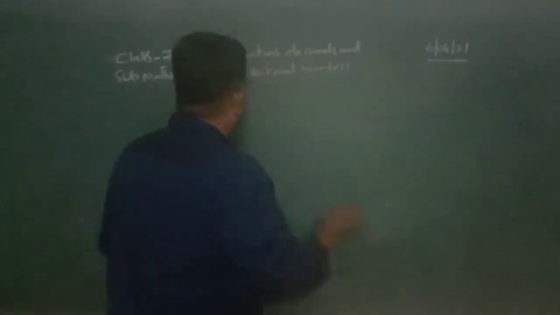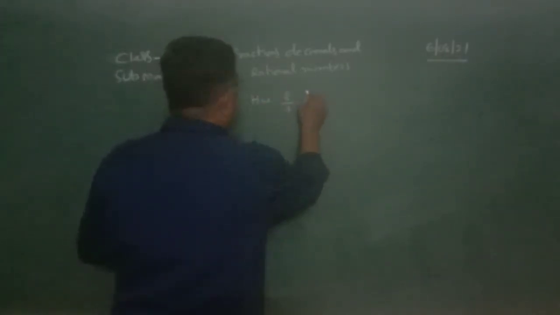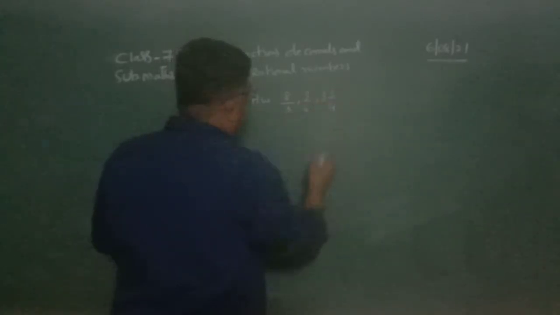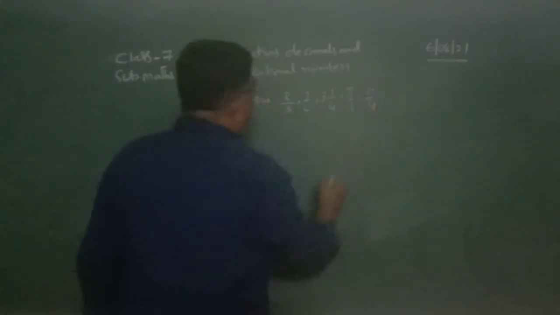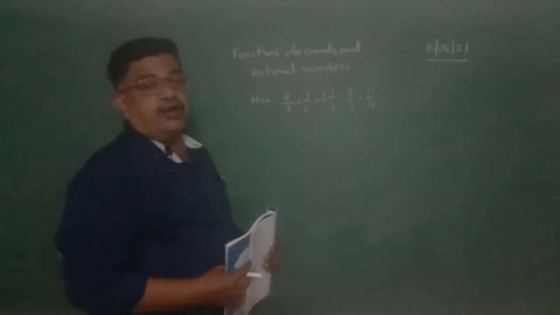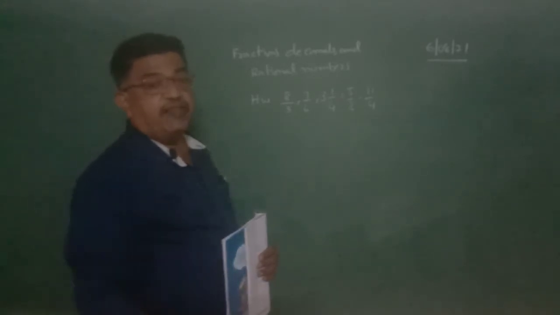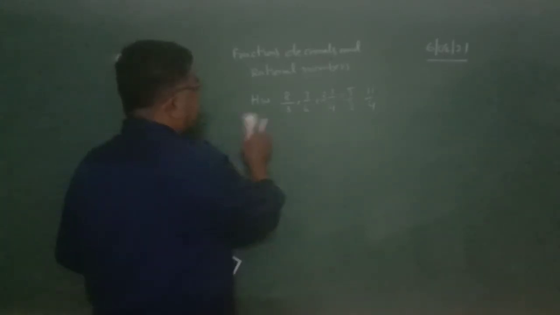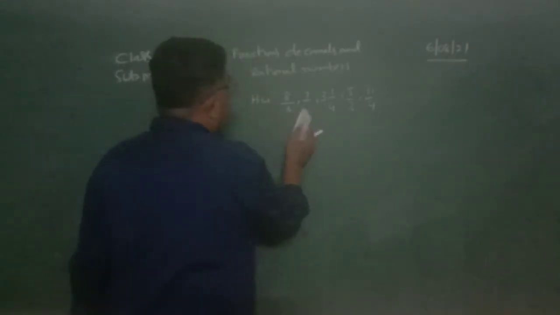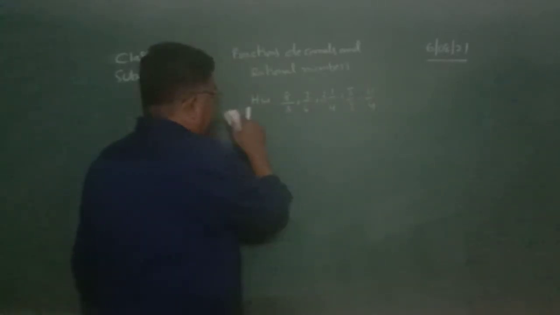You try this as homework. 8 by 3, 7 by 6, 3 1 by 4, 5 by 3, 11 by 4. So all this you want to write in ascending order by converting the denominator into same denominator. That means we are converting the given fractions into like fractions. When the fractions are converted into like fractions, we can write them either in the ascending order or in the descending order. This is homework for you.